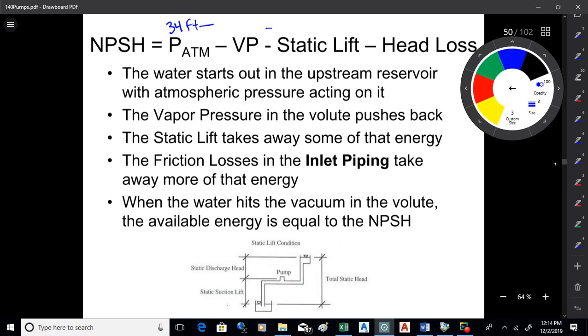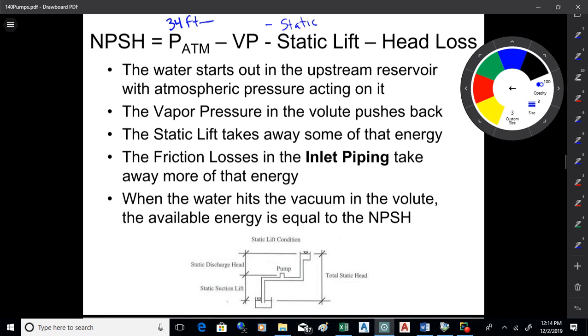The first thing you subtract is how high you're lifting the water. If you have 34 feet of atmospheric pressure at that reservoir and you lift the water 10 feet, you have 24 feet left. That's how much energy you're going to have. But there are a couple other things you subtract too. One is the head loss. With fittings and a certain diameter of pipe, you have to figure out how much head loss you get as you push the water into that pump. The water loses energy when it rubs against the pipe walls and goes through the fittings, so that takes energy away.